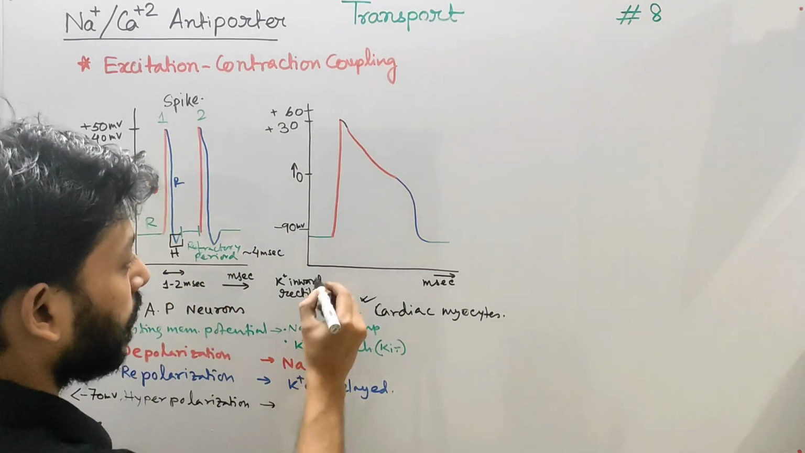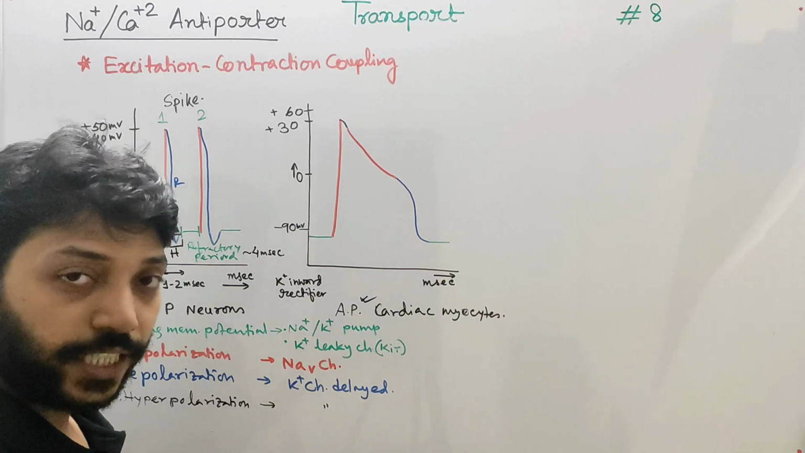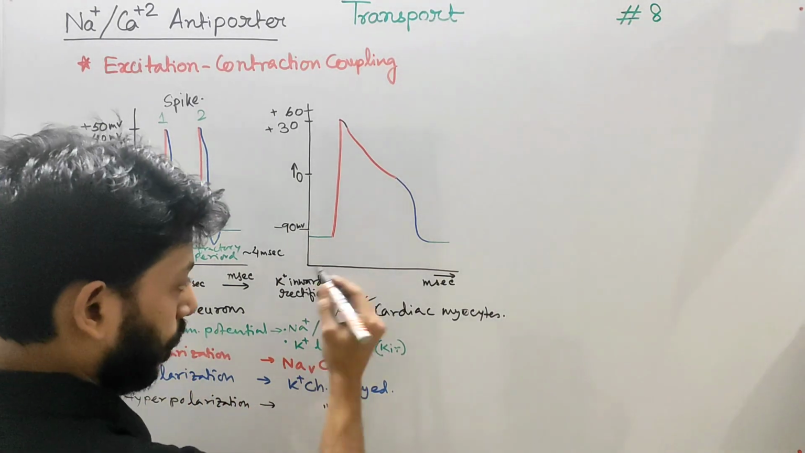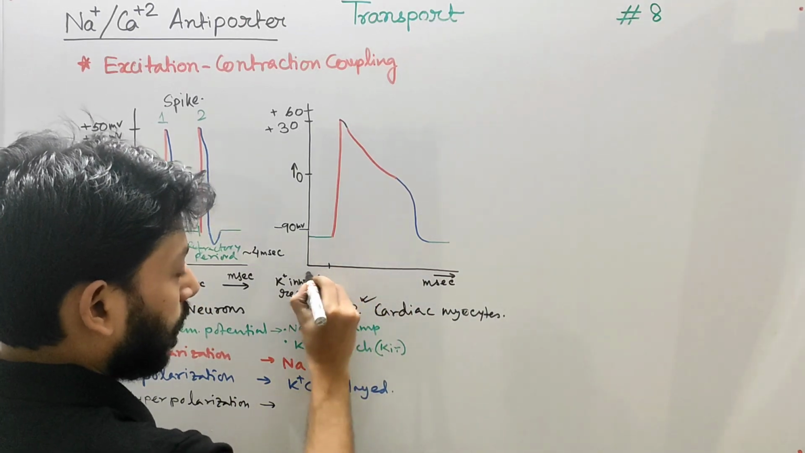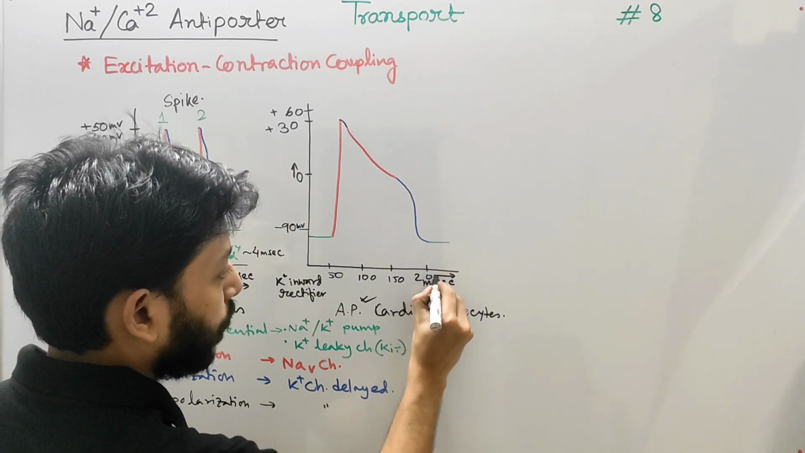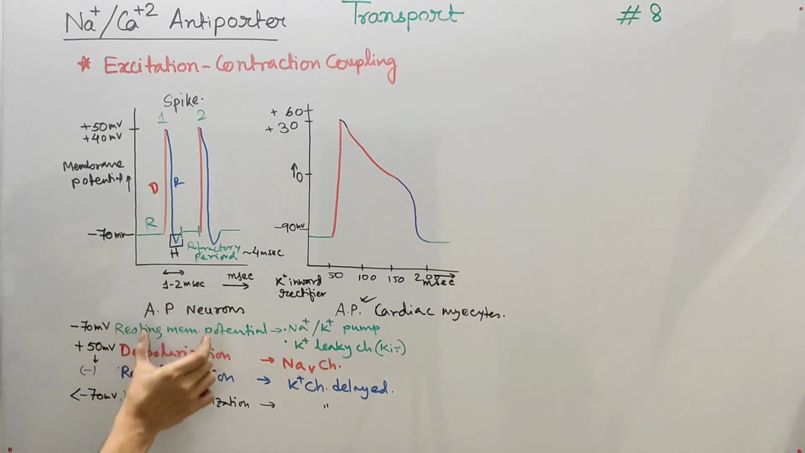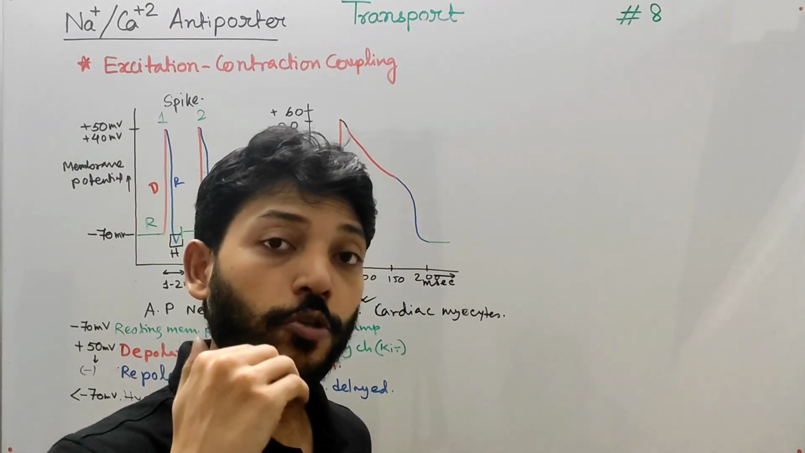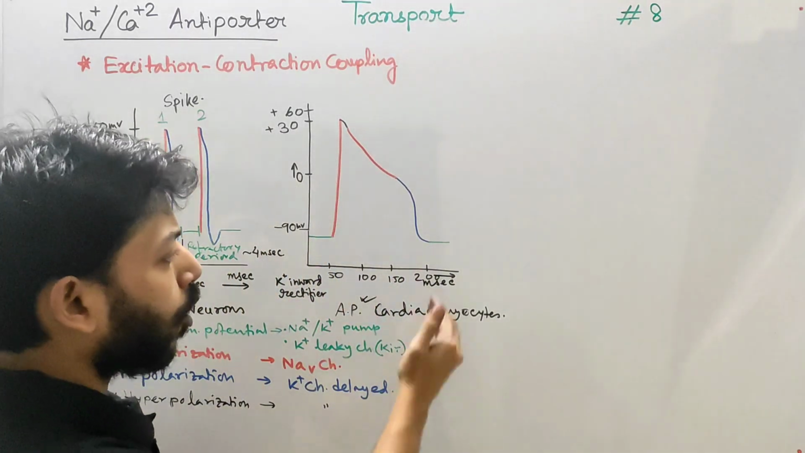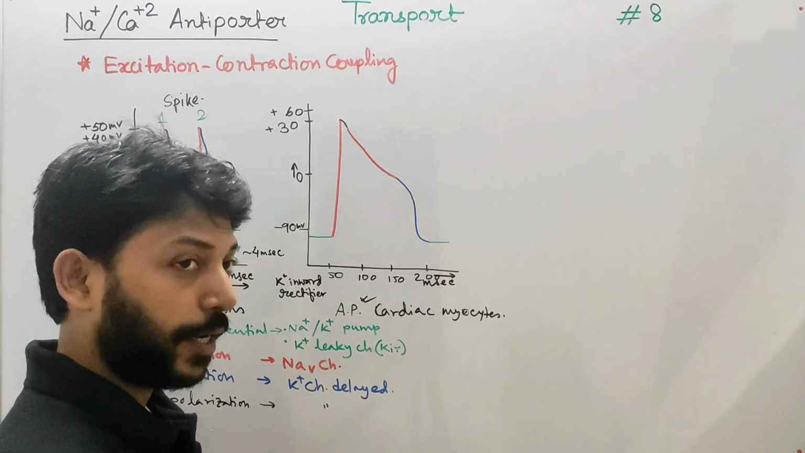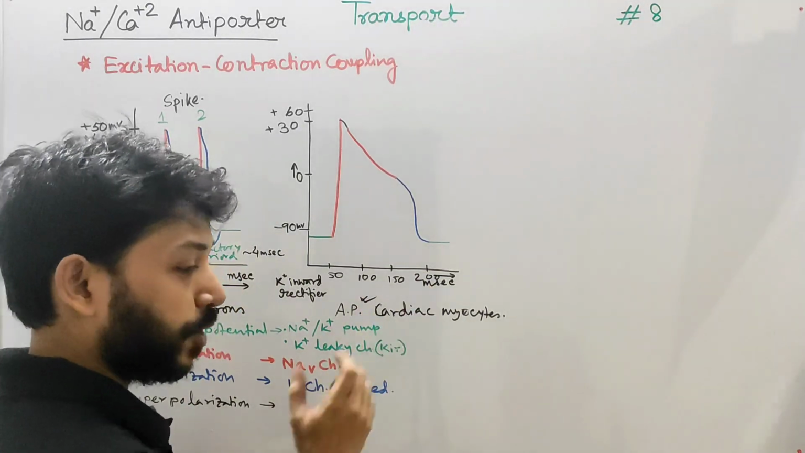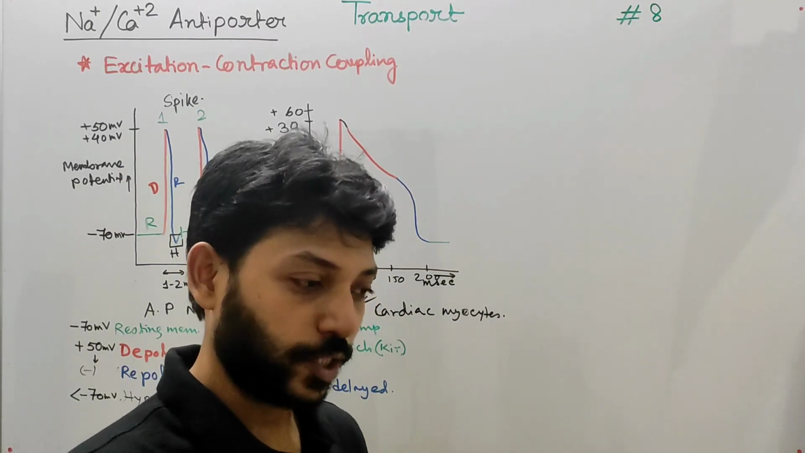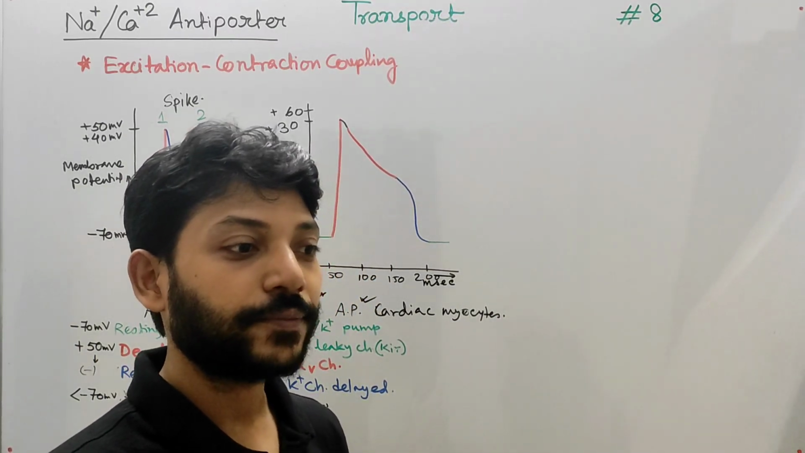The main first difference is the duration of the action potential is long, more than the neuron action potential. The duration could be up to 200 milliseconds. See the difference between action potential of neurons and action potential of cardiac myocytes. It can last for 200 milliseconds. Now why is this long lasting action potential required for cardiac myocytes? The requirement is because of the intracellular calcium movement, transport of intracellular calcium, and the contraction.